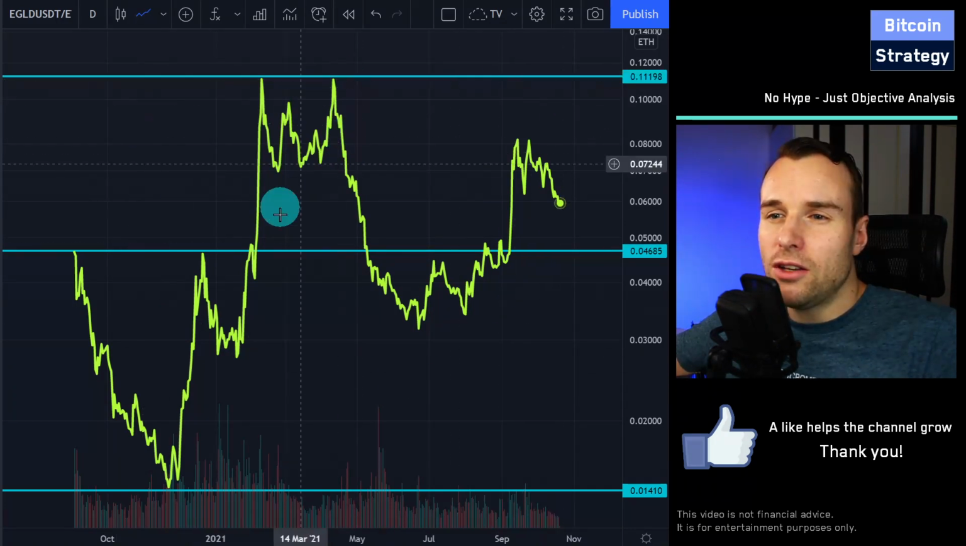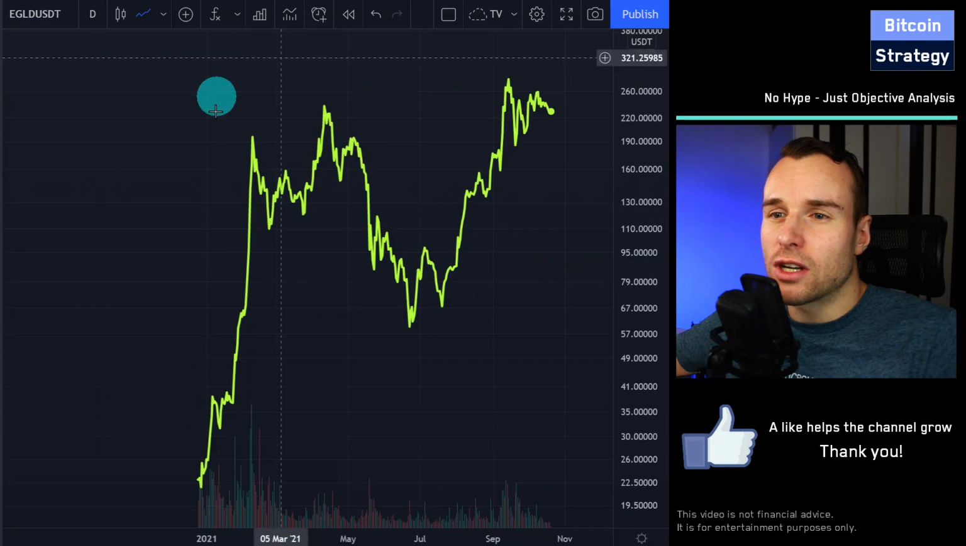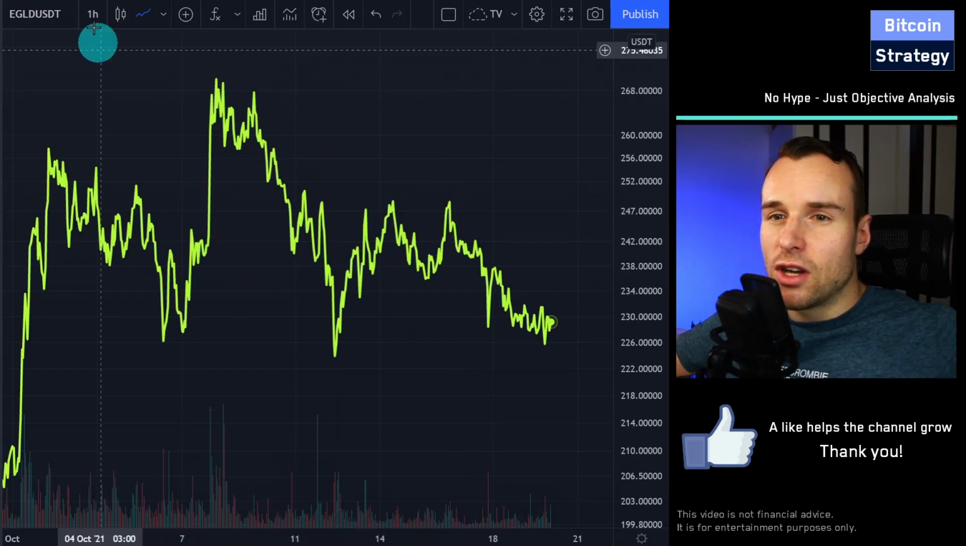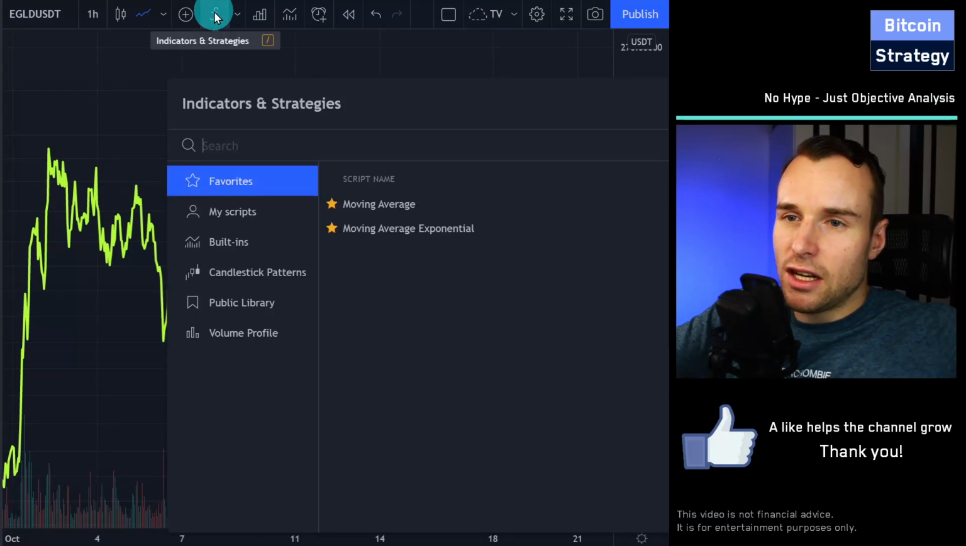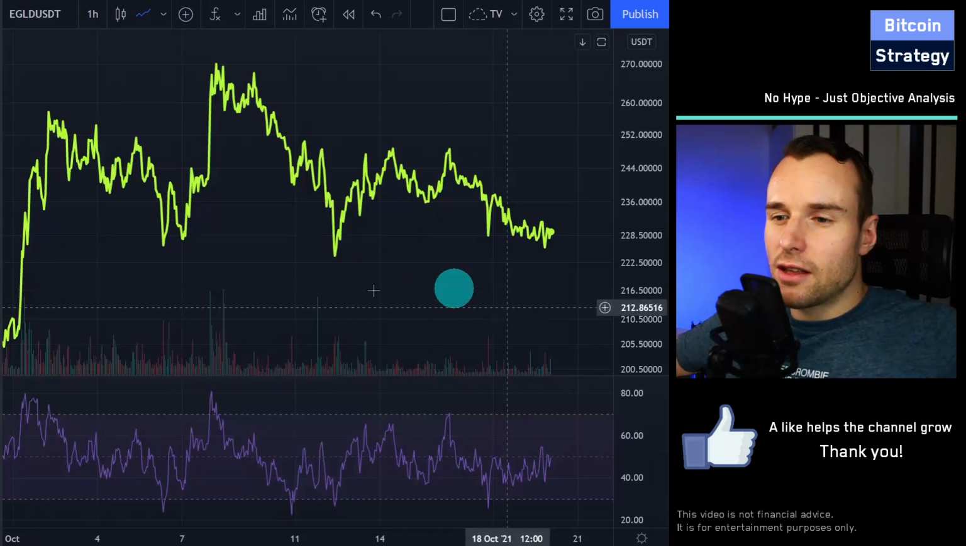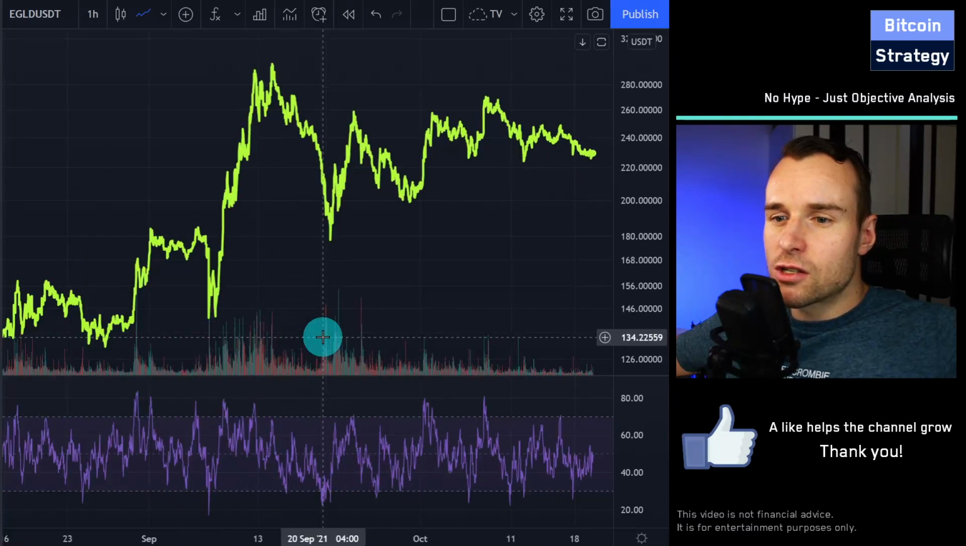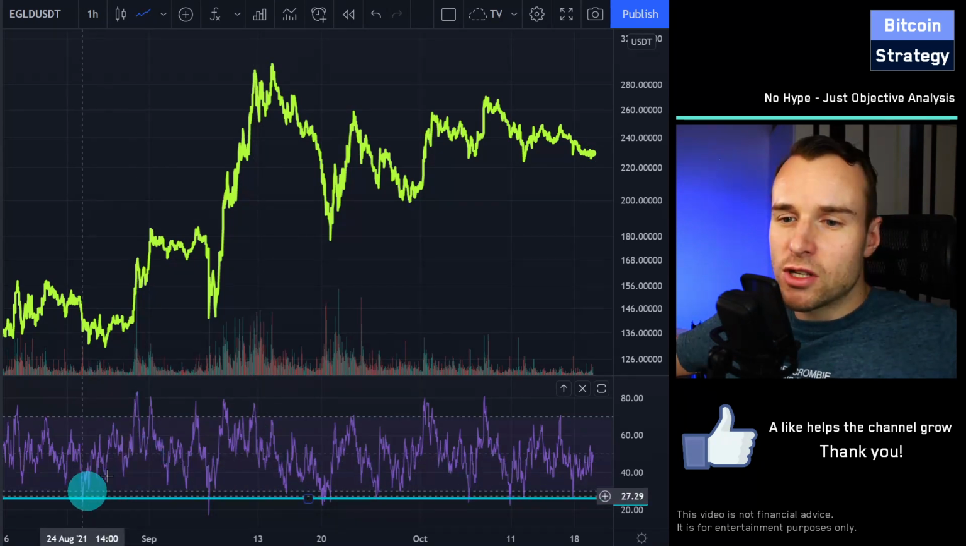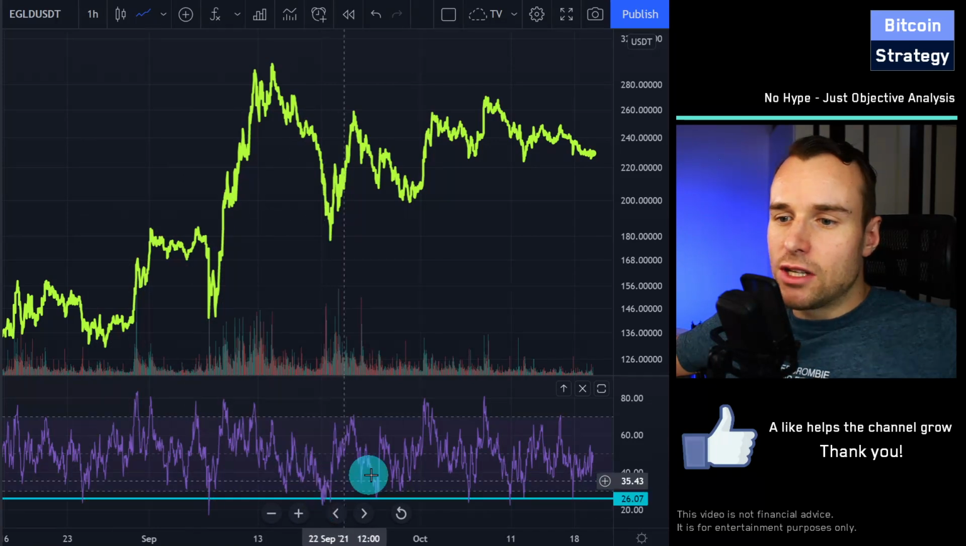One way to fine-tune dollar cost averaging is to look at the US dollar chart and take the hourly ticks here in TradingView and then use an indicator called the RSI. That's this one over here. And then you just look at the past. Where has the RSI historically been relatively low? So that's for EGLD around 26. And so you'll always buy when the RSI reaches this level.